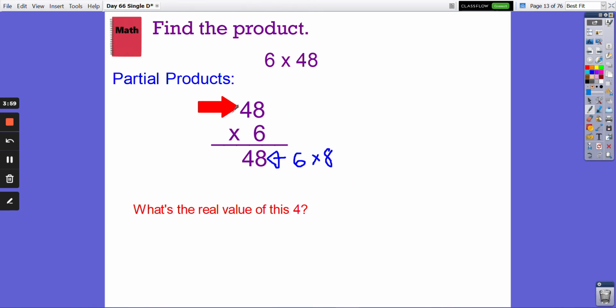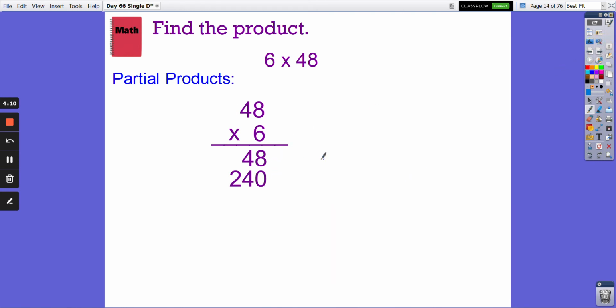Okay, I see this 4 in 48, but what's the real value of that 4? It's not just a 4, it's actually worth 40. So here I have my 6 times 8. This is my 6 times 40. I did my 6 times 8, which was 48, but for 6 times 40, that 4 is in the tens place, which means it's worth 40. 6 times 40 gives me 240.